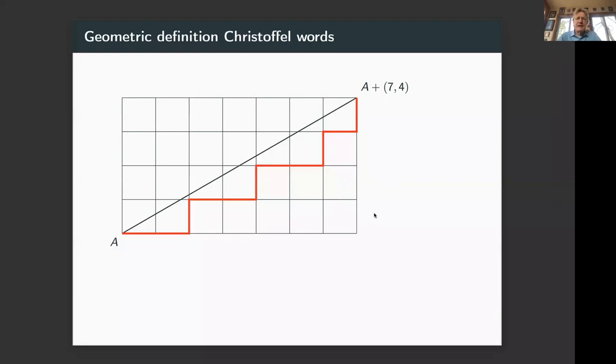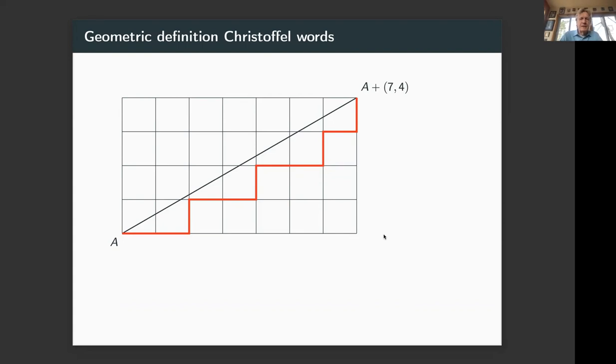And now we discretize this diagonal by drawing a discrete path with east steps and north steps, the closest to the diagonal in such a way that the polygon that you see, which is delimited by the path and the diagonal, has no integral point except on the frontier.